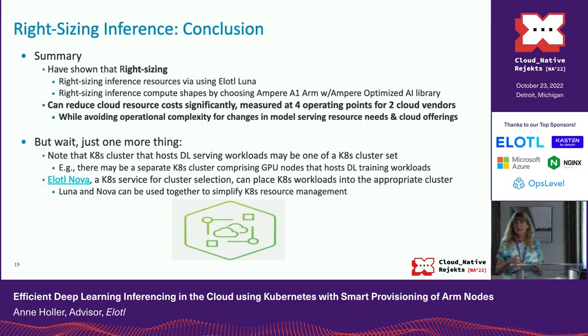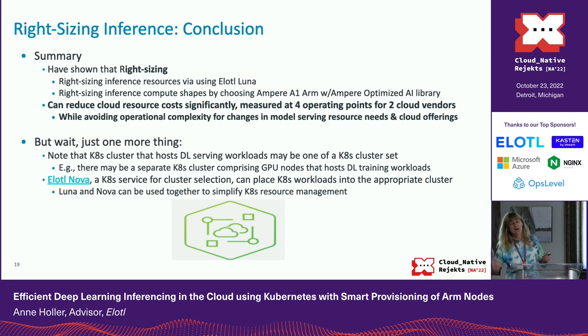So in summary, right sizing can reduce cloud resource costs significantly, and we showed that at 4 operating points on 2 different clouds. And it avoids the operational complexity of the model resource costs and of the cloud changes. But wait, one more thing. Any of you are Columbo fans?